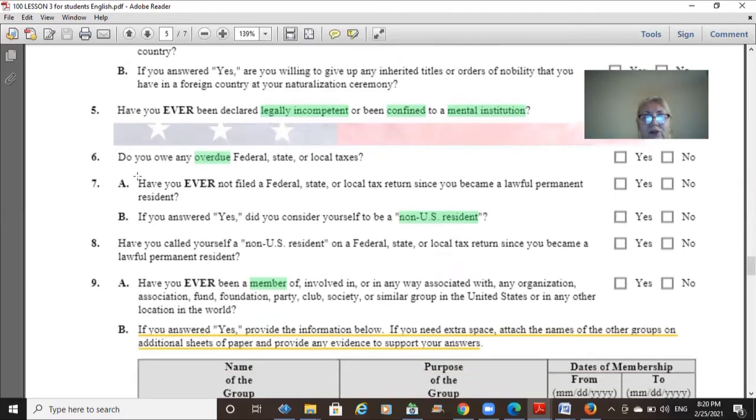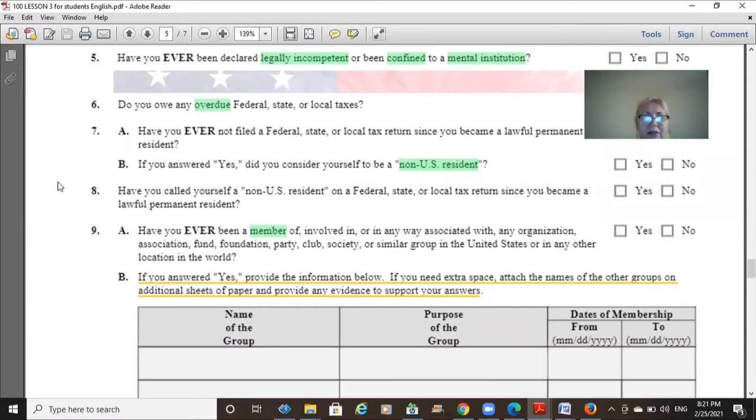Number 6, do you owe any overdue federal, state, or local taxes? Overdue means past due or late taxes. So the question is asking, do you still have to pay money to the federal, state, or local taxes that you did not pay on time? So yes or no here.